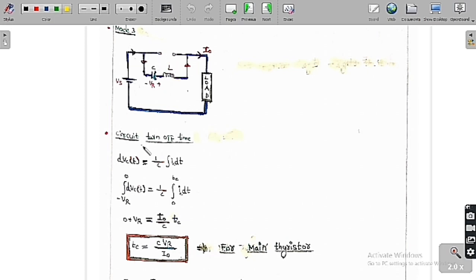thyristor, the main thyristor. So you can say circuit turn off time means the time for which the reverse bias voltage occurred when the main thyristor was off. The main thyristor was off after mode 2. After that time, for how much time are we going to give the negative voltage across the main thyristor? Basically the main thyristor was on from omega t equal to 0 to omega t equal to pi plus omega t2. Up to this time it is doing the conduction.